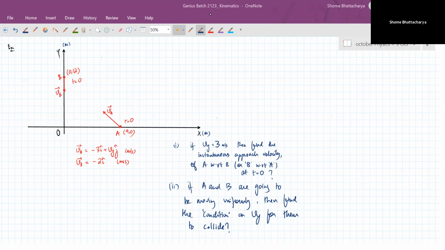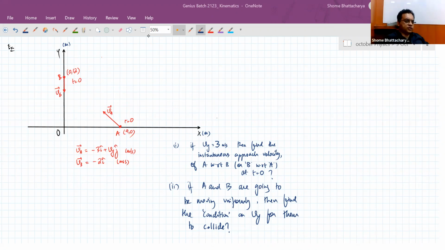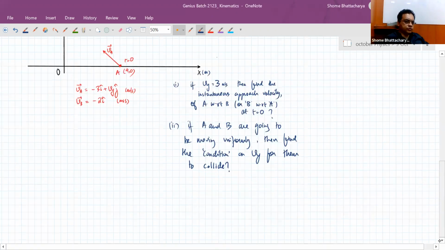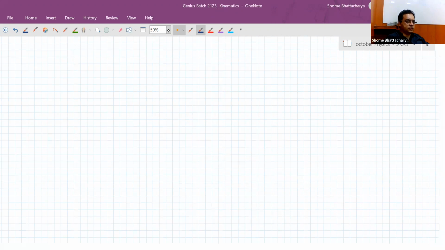Okay, people, so I'm just making the vector diagram once for the first part. You can just continue with the question the way you're doing it, please.